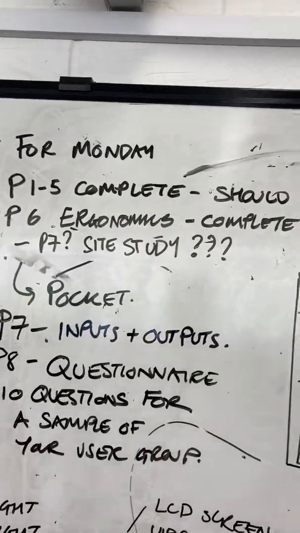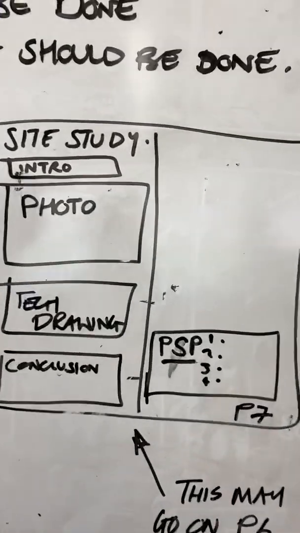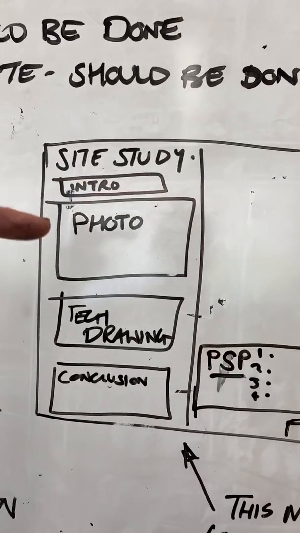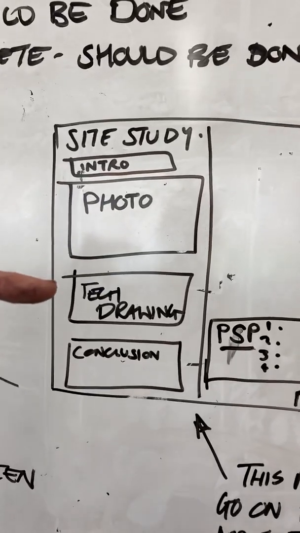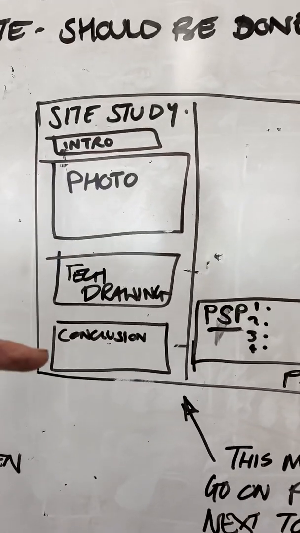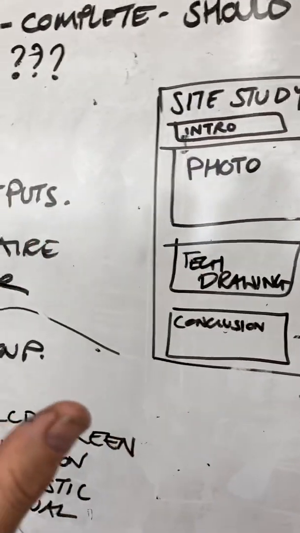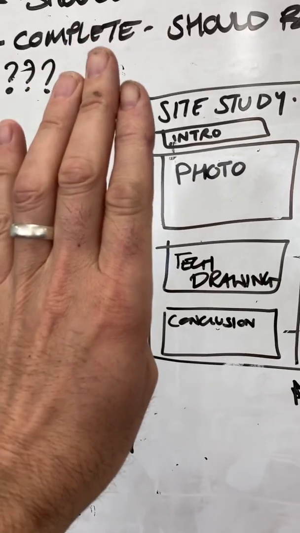Now I'm fine if the site study, which I've set out like this, has the intro into the page, what you're doing. We've got a photo of your site, a drawing of your site, and a conclusion, all right? I'm fine if this page was to live next to your ergonomics, so that could be the second half of a page, like that, yeah?